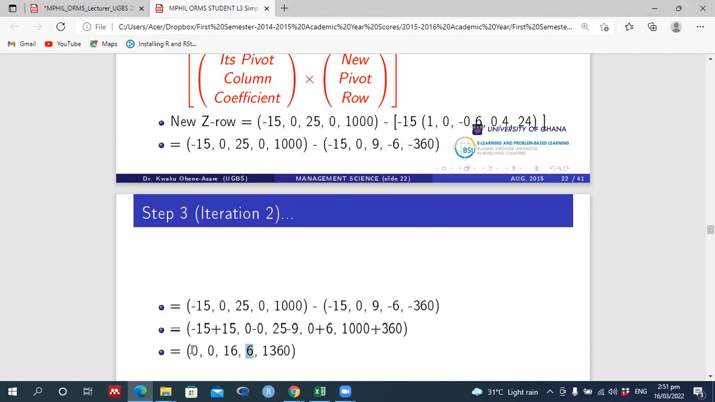So we now know how we got this. So let's quickly find the last row. Let's quickly find the S2 row and then see if that iteration will give us our optimal solution.